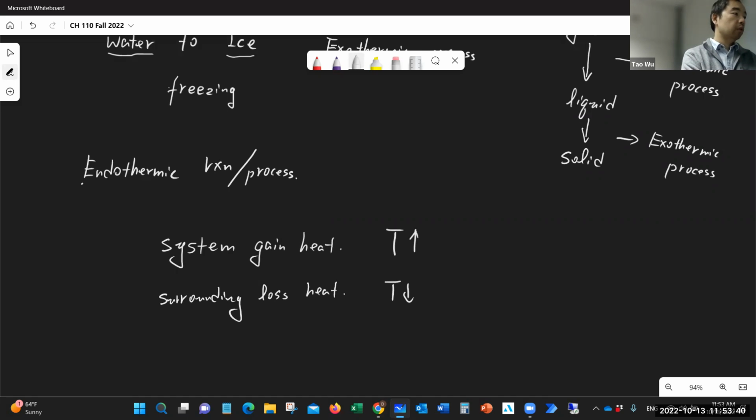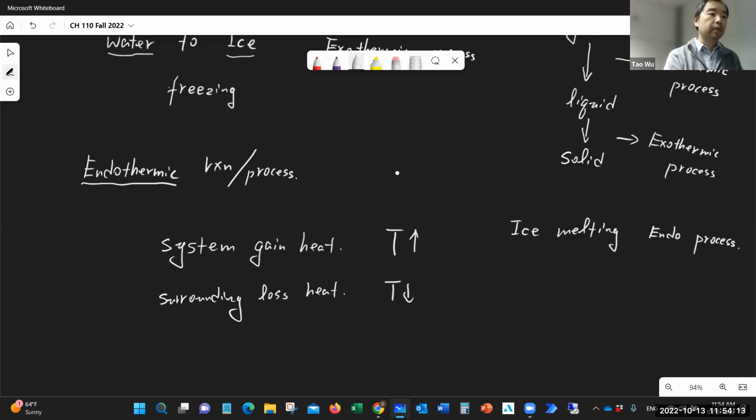What is a situation for endothermic? Yes, ice melting. The ice has a lower temperature, but when it absorbs energy from the surroundings, it is going to melt. The temperature of the ice is increased. So this is an endothermic process, of course.